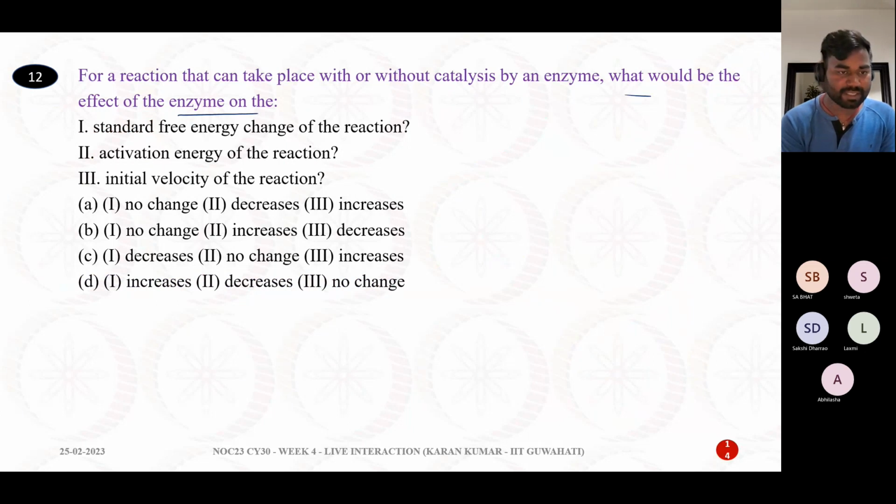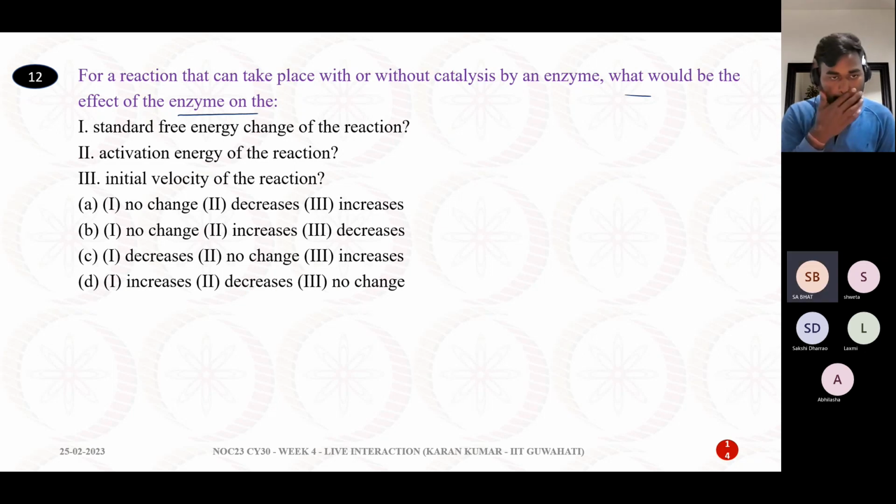What would be the effect of the enzyme on the activation energy of the reaction or the initial velocity of the reaction? Options are: first, no change; second, decreases; third, initial velocity of the reaction increases. First, no change; second, increases; third, decreases. First decreases, second no change, third increases. First increases, second decreases, and there is no change in third. So which is the correct option?